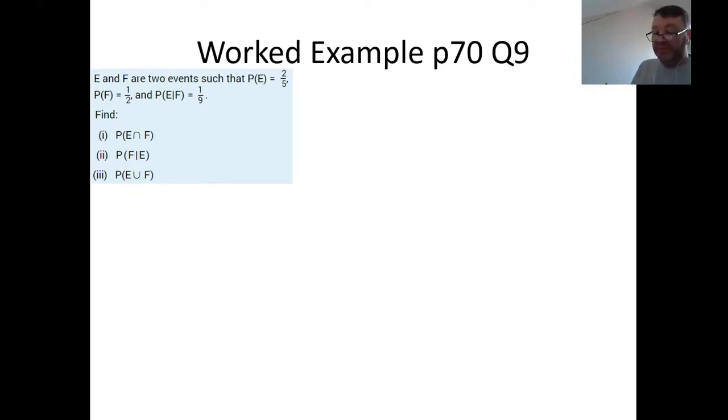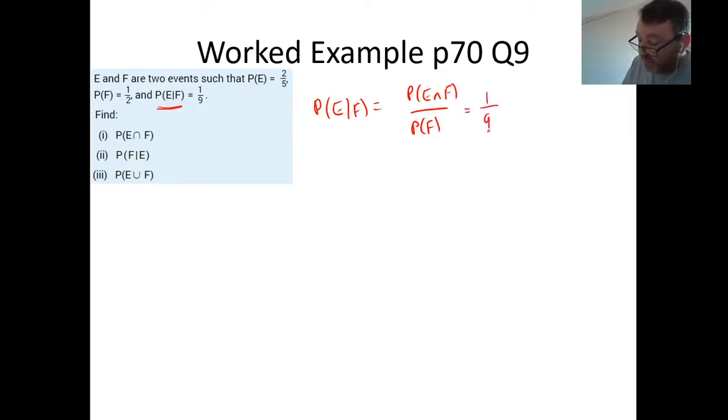Now let's start at the beginning. So first of all, we have this thing here. Keep in mind that it has a formula. P of E given F is equal to the probability of E intersection F over the probability of F. So in other words, we are reduced down to F, and above that we're looking at the intersection between these two. Now what are we told that's equal to? We're told that that's equal to 1/9.